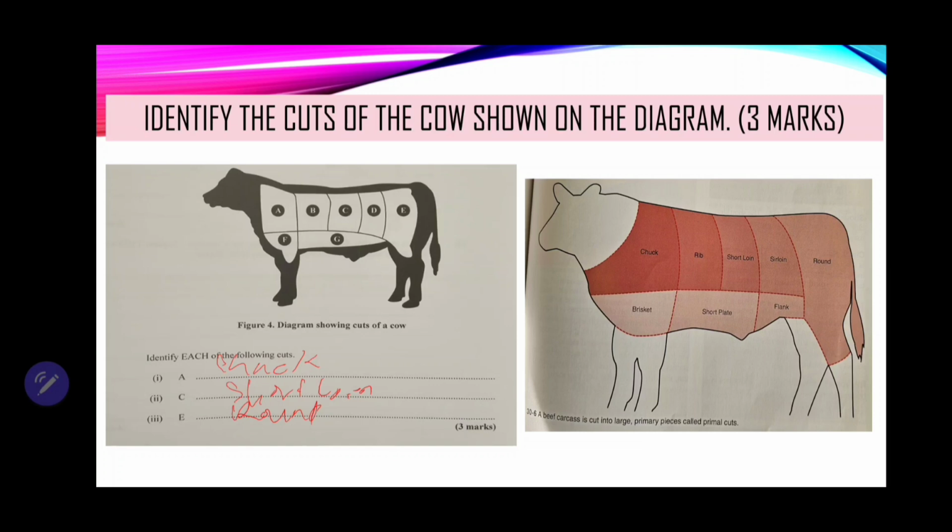All right, forgive my scribble there on the screen. But as you can see, so we identify A, which is the chuck. We also identify C, which is the short loin, and E, which is the round.